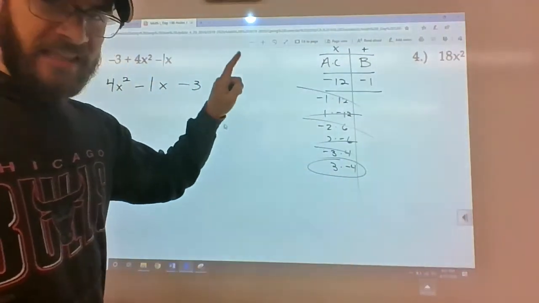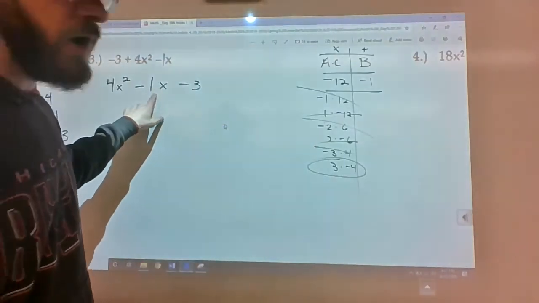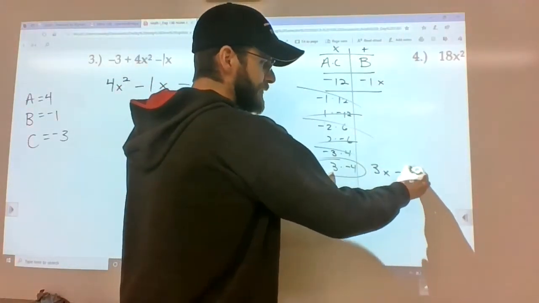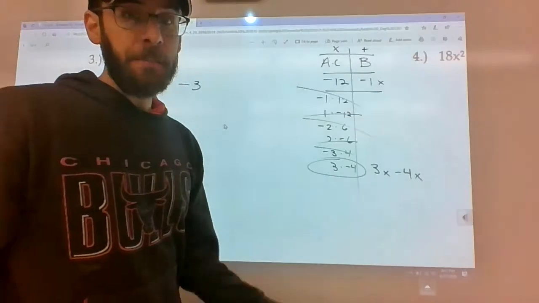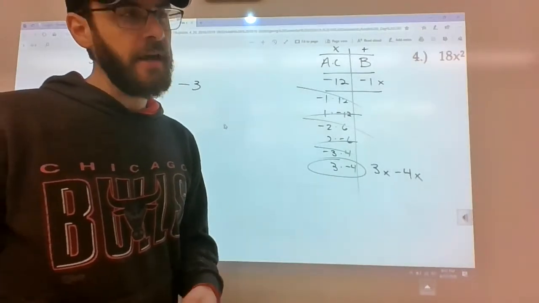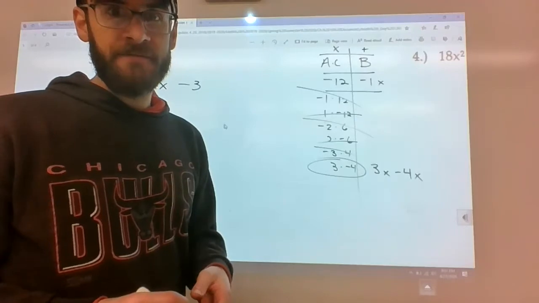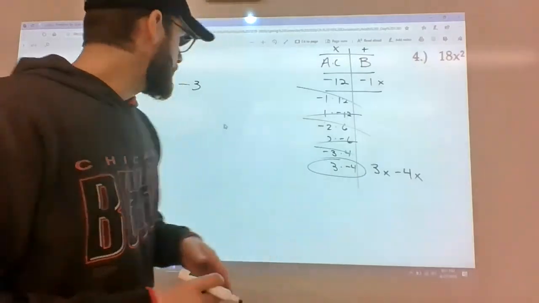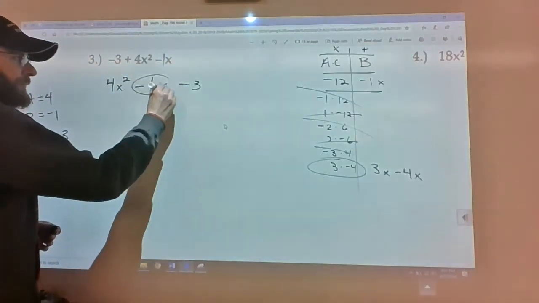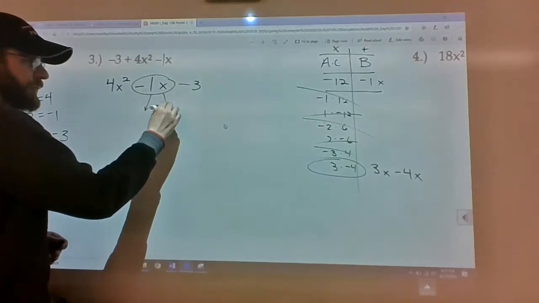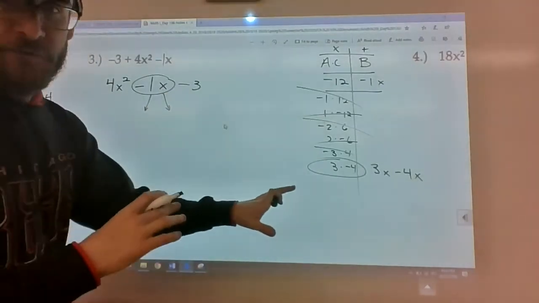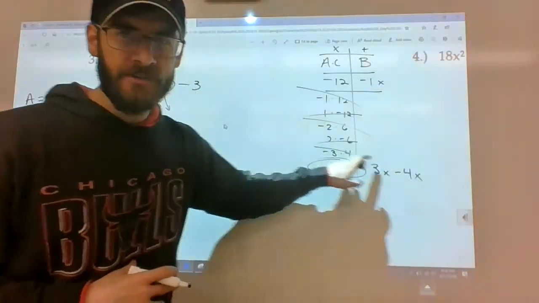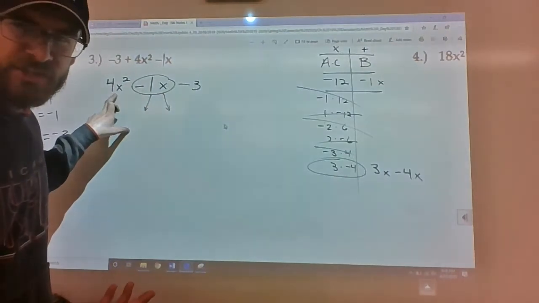So you are replacing negative 1x with 3x minus 4x. And that's a perfectly legitimate replacement. That's like me saying, instead of having 5, I have 2 plus 3. Well, yeah, that works. So we are going to take the middle term and break it down into 3x minus 4x. I'm actually going to group the 3x with the negative 3 and the negative 4x with the 4x squared. I think it just makes more sense to do it that way.